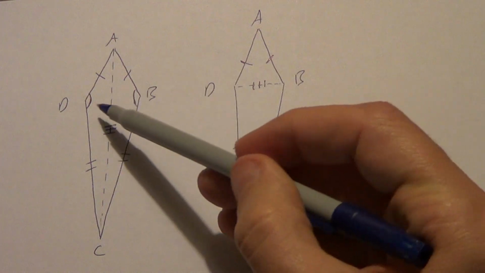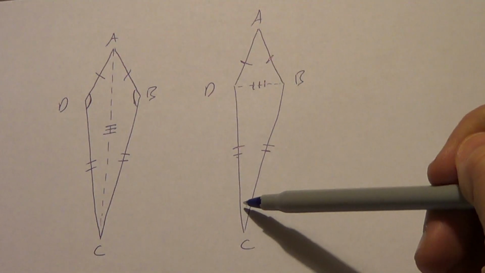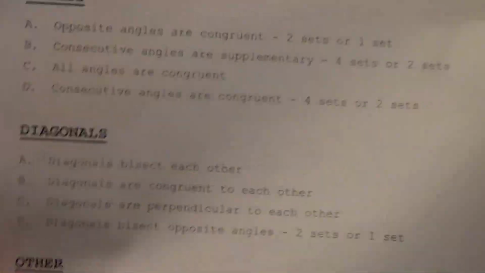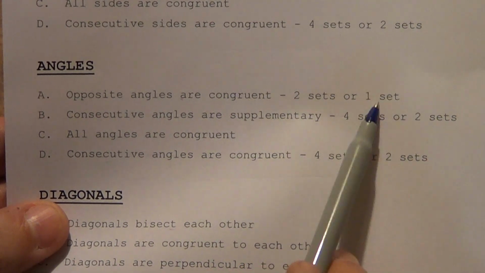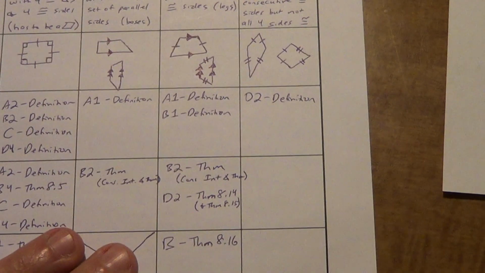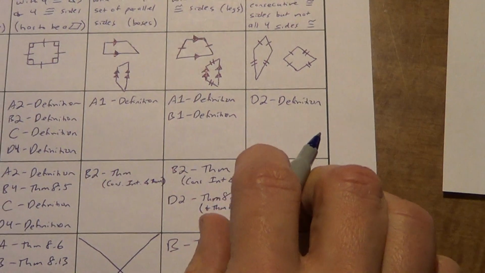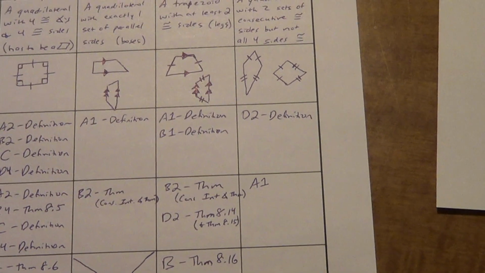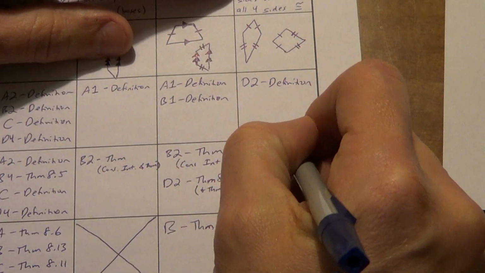So I don't have this angle congruent to that angle. So I do have one set of opposite congruent angles this way, but I don't have a set of opposite congruent angles that way. So I only have one set of opposite congruent angles. Looking at our list here, opposite angles are congruent. 2 sets? No. 1 set? Yes. So A1 for angles. We're going to put that right here, A1. And that is a theorem in our book. The theorem is theorem 8.19.